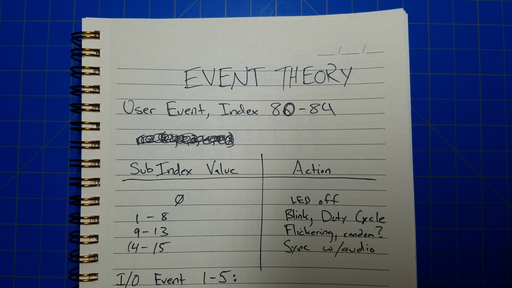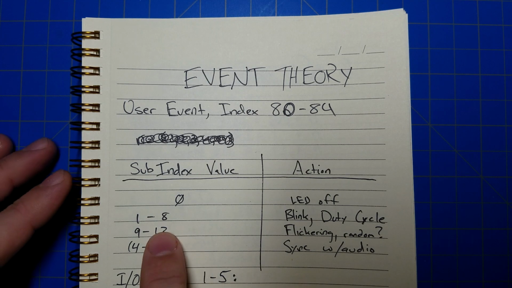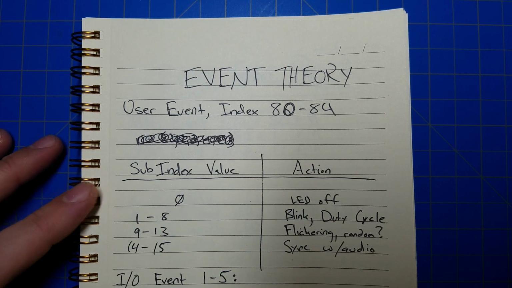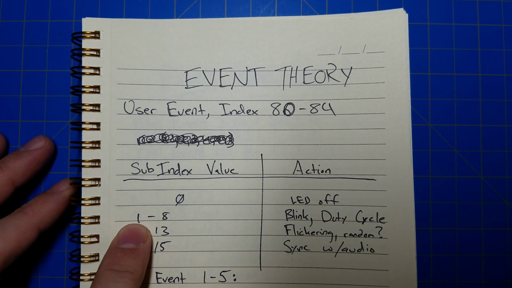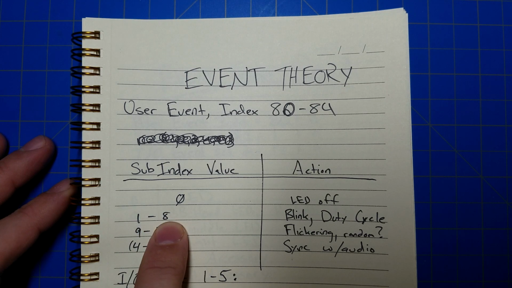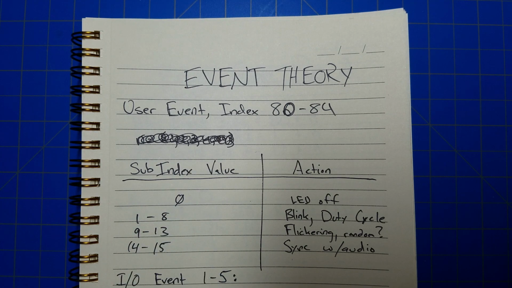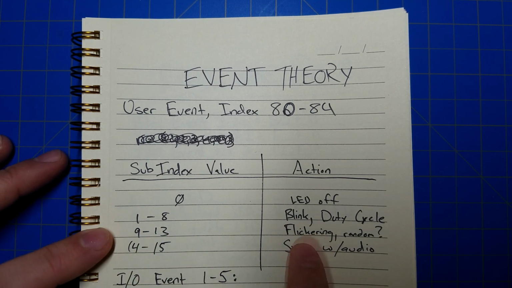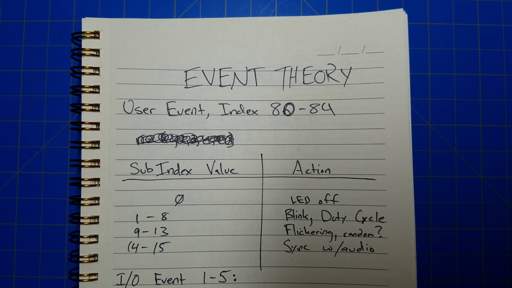So if you want it to have a very short time between when it's on, it would be closer to values like 7 or 6. If you want it to blink very fast and then have a long gap where it's off, you'd want something like 1 or 2. If it's 8, the duty cycle is full, so it stays on the whole time. It's a solid color. 9 through 13 seems to be that flickering pattern seen with the thrusters. I don't know if it's random or in sync with the audio. I'm leaning towards random.